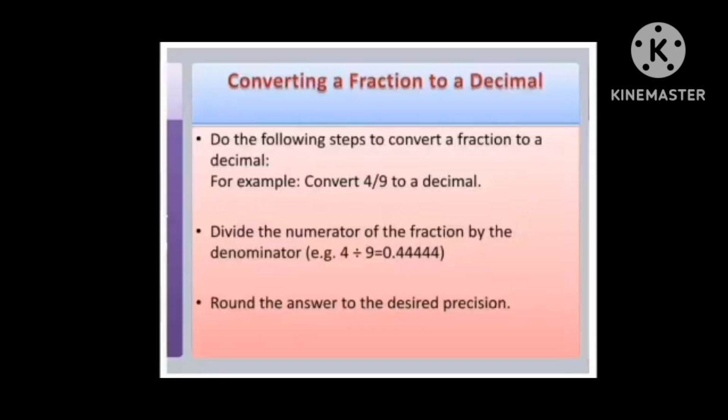This is converting a fraction to a decimal. Do the following steps to convert a fraction to a decimal. For example, convert 4 ninths to a decimal. Divide the numerator of the fraction by the denominator. 4 divided by 9 equals 0.4444. Round the answer to the desired precision.